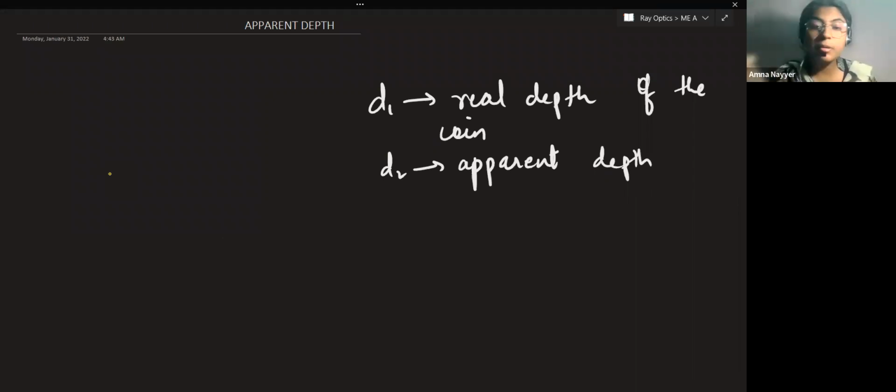A difficult topic as compared to apparent depth is your total internal reflection. Total internal reflection is the toughest topic of your ray optics. Not because the concept is difficult or the formula is very heavy. No. The types of numericals that come in your exams are heavy numericals, so we have to practice from a numerical perspective when we do total internal reflection. I'll tell you. So apparent depth in comparison to it is a lighter topic. We'll see.